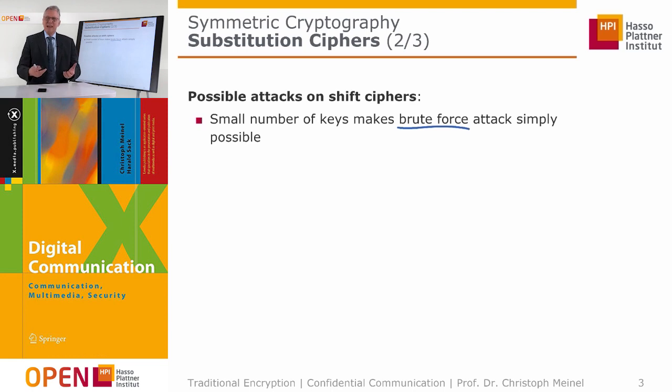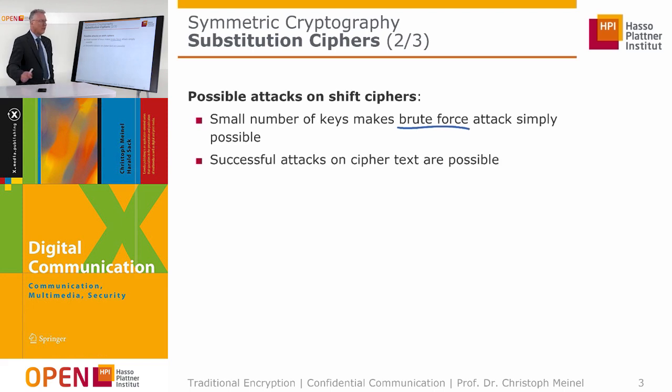Brute force says, try out all keys up to the moment you find the right one. And you realize you have the right one when the meaningless text changes into a meaningful text. When we have only 26 different keys, we can start with n equal 1, with n equal 2, with n equal 3, and after a short while, we have tried out all the different possible keys, and then we can decrypt the ciphertext.